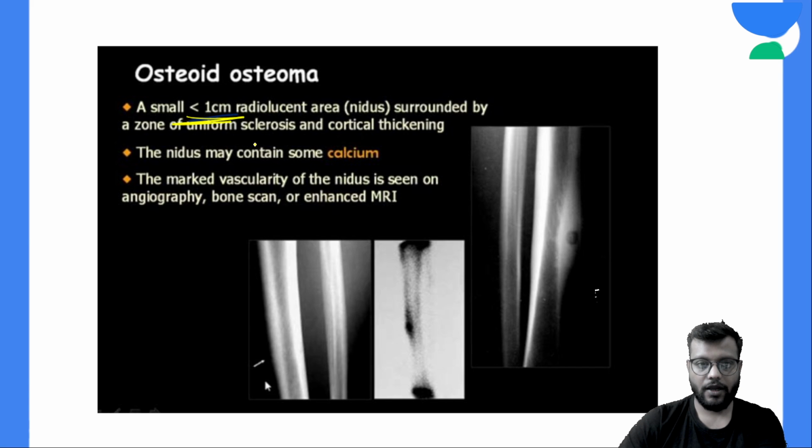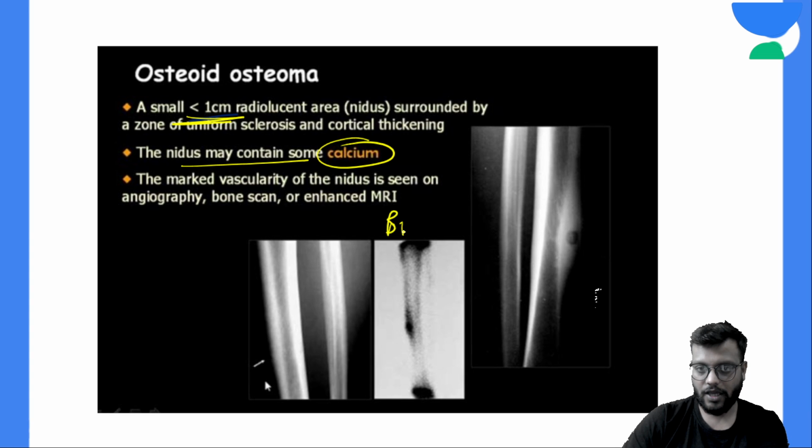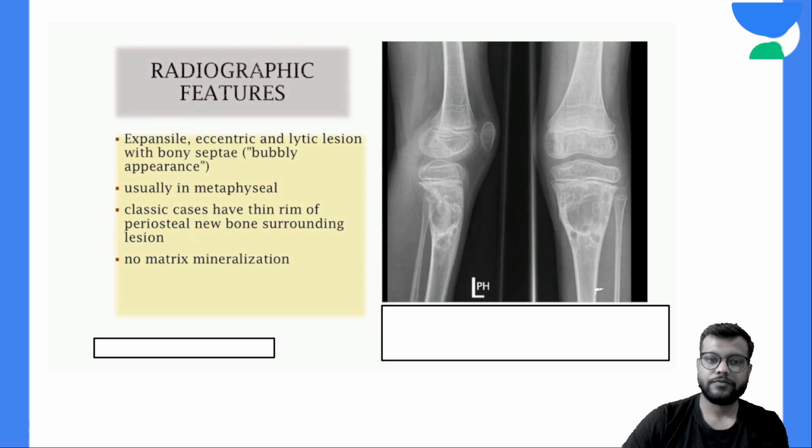Sometimes there can be some calcium, but don't get confused, it will be translucent only. This is your bone scan. This is your aneurysmal bone cyst, an expansile, eccentric, septate, metaphyseal lesion. Here you can see a large lytic lesion with periosteal new bone. This is your aneurysmal bone cyst.